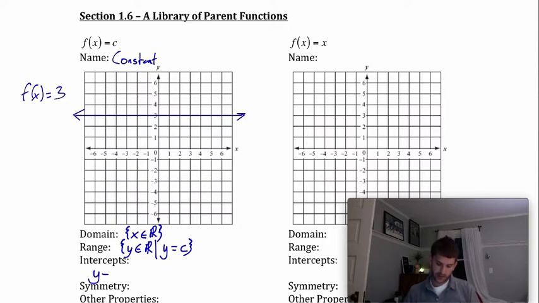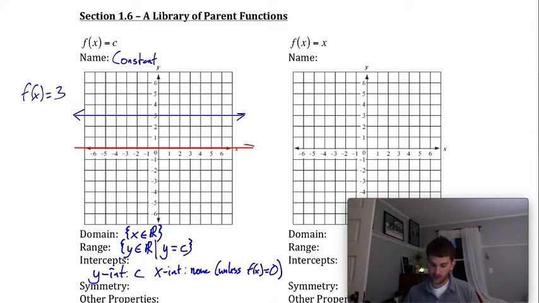Intercepts. We have a y-intercept, and that's going to be whatever that c value is. In this case, it'd be 3. X-intercept, well, looking at this graph, there isn't one. Now, there is a case when it could be, unless f of x equals 0. Then it would be constantly on the x-axis, so technically it would have an infinite number of x-intercepts. We're not going to worry about that too much right now.